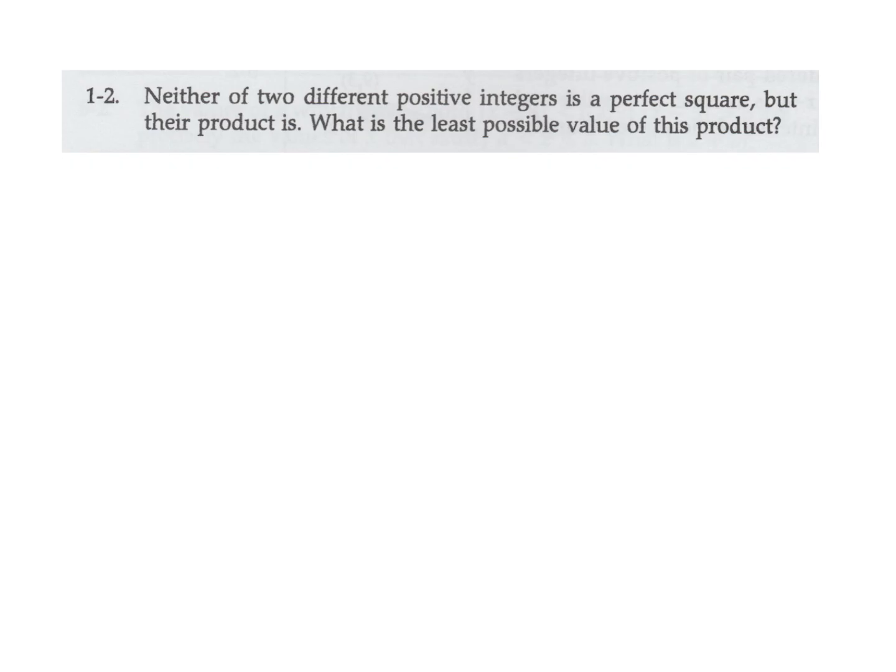Neither of two different positive integers is a perfect square, but their product is. What is the least possible value of this product? So they're saying you've got two numbers and neither of them are perfect squares. So let's say the first one is a and it's not a perfect square, and the second one is also not a perfect square. Okay, I don't know how that helps, but that's just sort of a mathematical way of describing it. Then they're saying when you do the product of these two, it does become some perfect square. Okay, and then they're saying what is the least possible value of this product? So what is basically what is k squared?